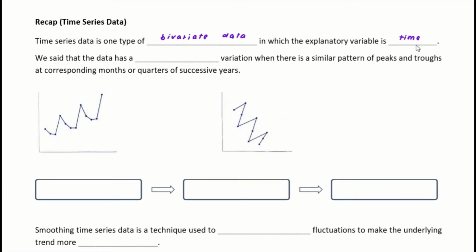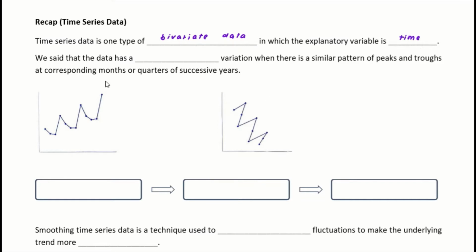So we use time to explain the difference in the response variable, which is the variable that you want to investigate. For example, when you want to find out the rainfall throughout the year, the time may be each month, and the response variable will be the rainfall.